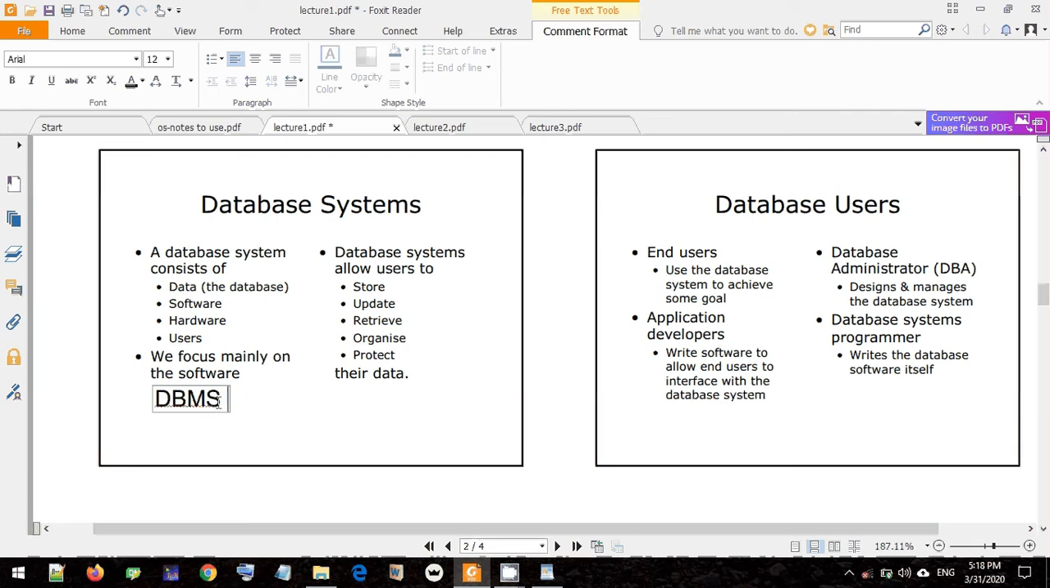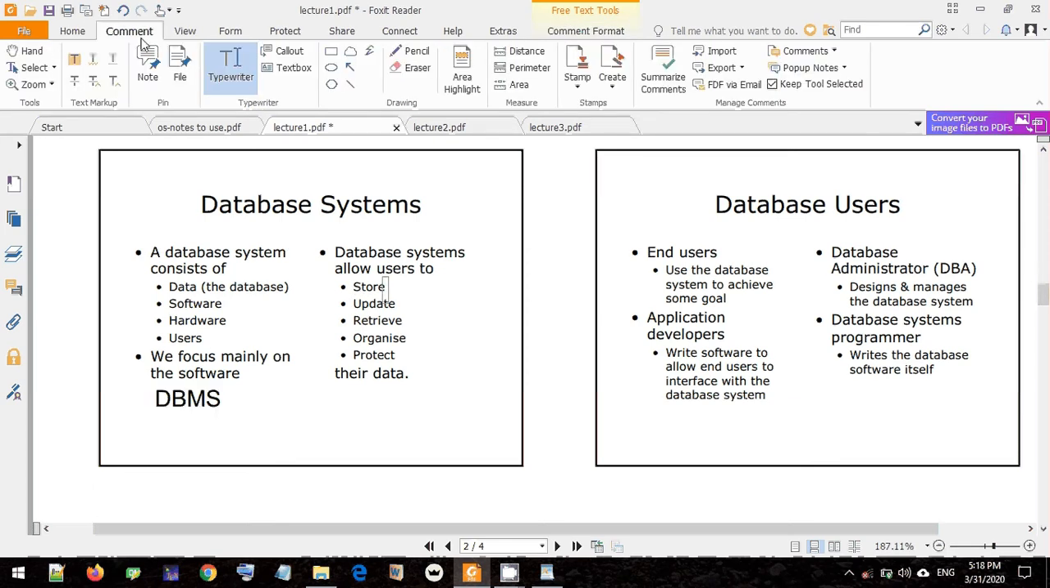But these database management systems help us to store, update, retrieve, and organize our data. It also helps us in the protection of our data.